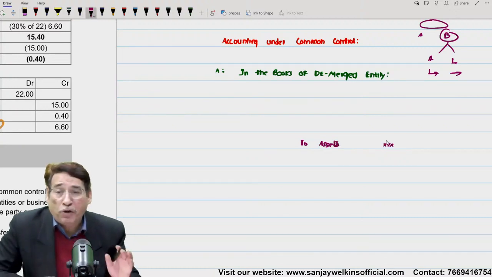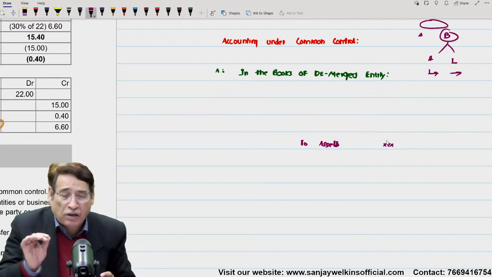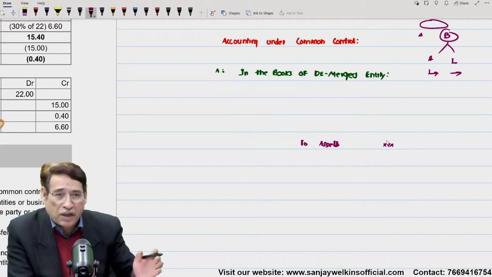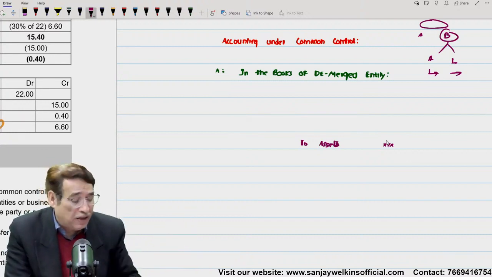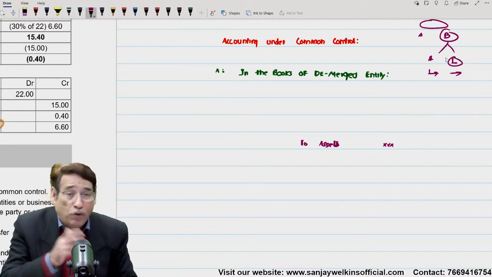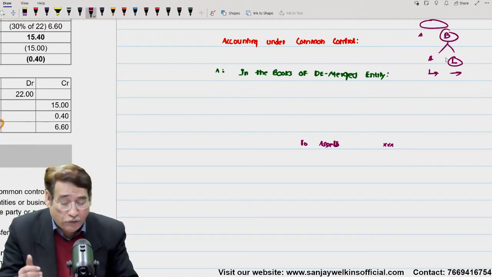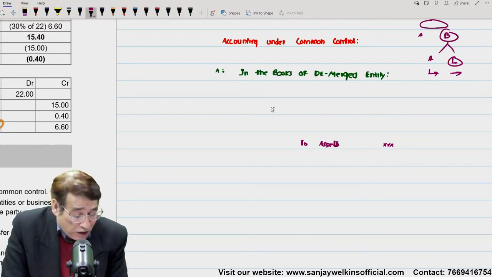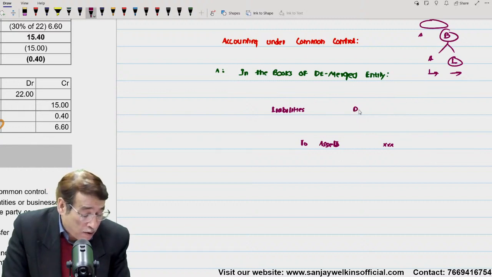I hope you got this particular point. There is no need to cram anything. Think logically. You are the accountant of the demerged entity and you are losing some assets because assets will move out of your business. Likewise, liability will also move out of your business. If liability will move out of your business, that means the liability of the organization is reducing. So quite obviously, you are going to debit the liabilities which have been taken over by the new entity. So liability account debits.